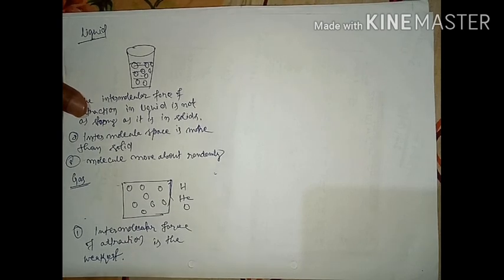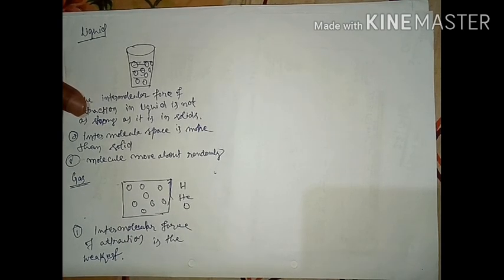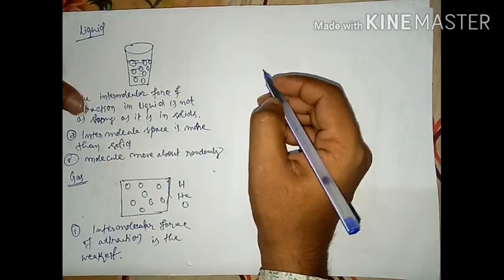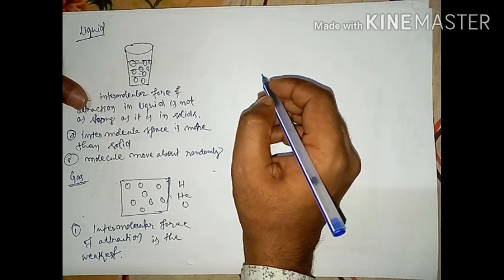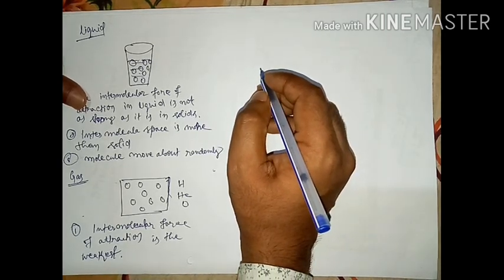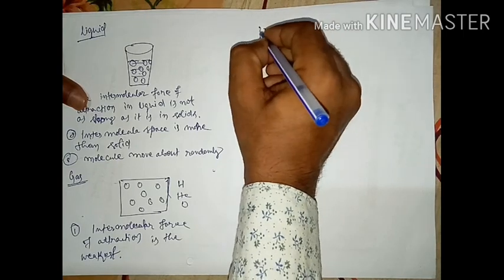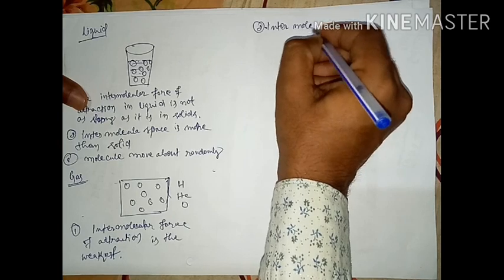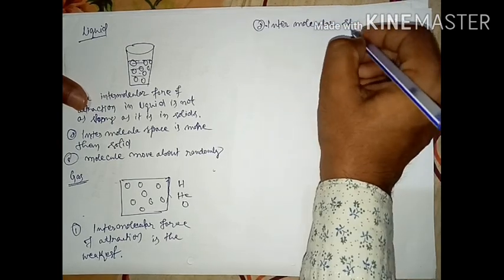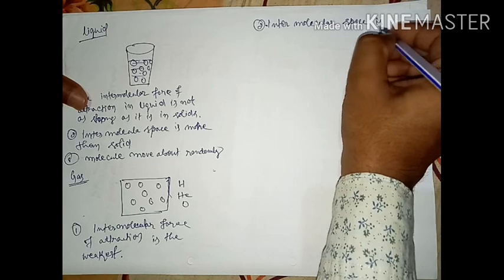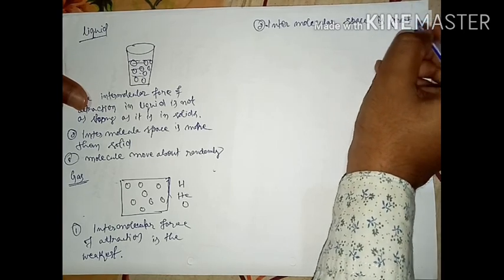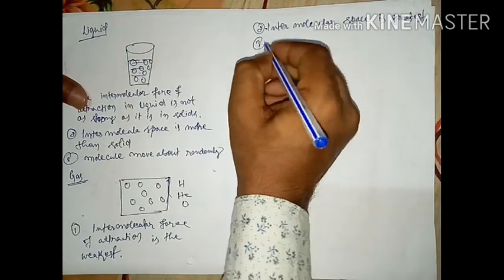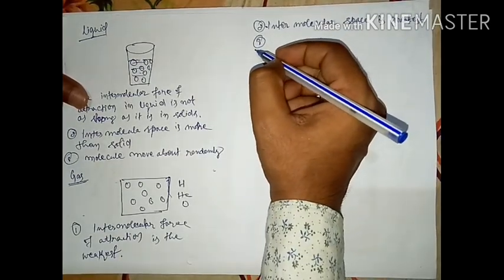Okay, and can you tell me what about your intermolecular space, students? Intermolecular space is maximum in gas. Okay, intermolecular space is maximum, or you can write greatest. So second point I'm writing here, intermolecular space is greatest in gas. Okay, and third point, molecules can move here and there, free to move.